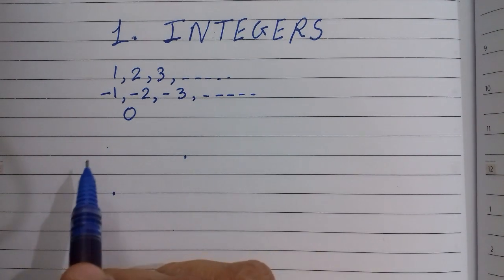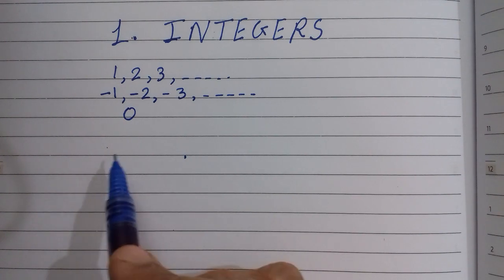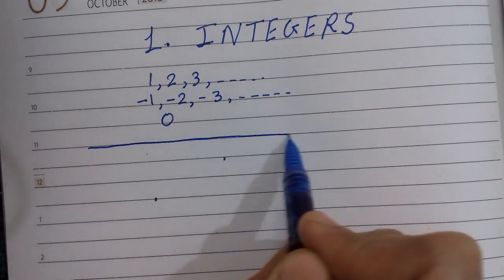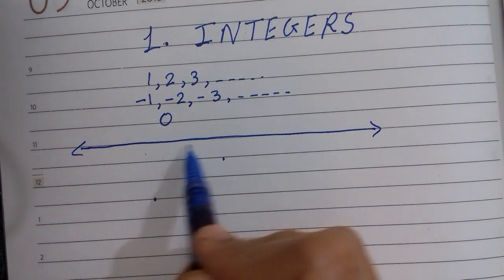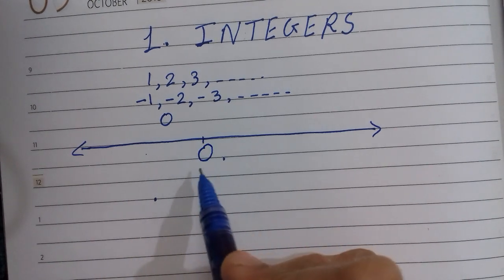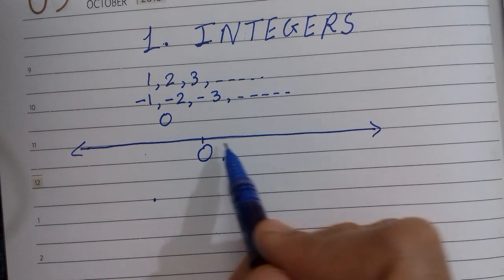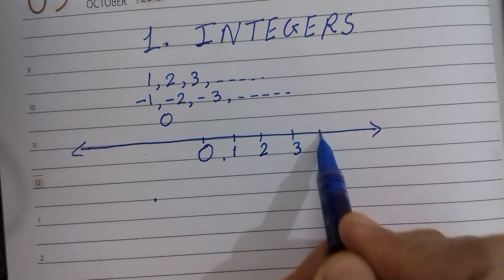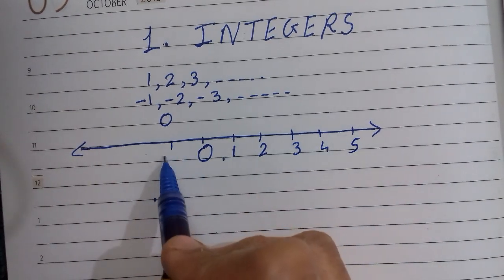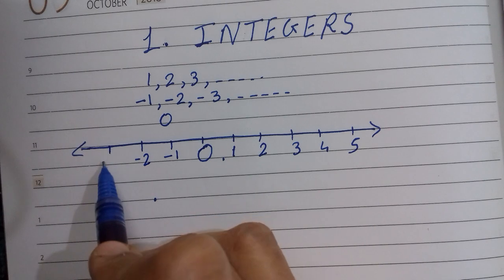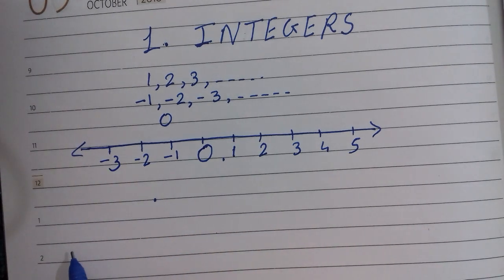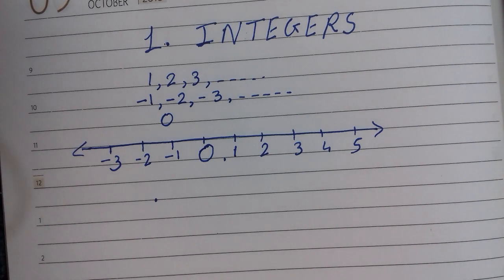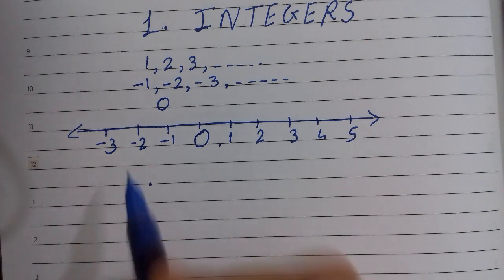We know how to represent integers on a number line. This is the number line. Here is the point 0. Positive integers are on the right of 0, and on the left side are the negative integers.